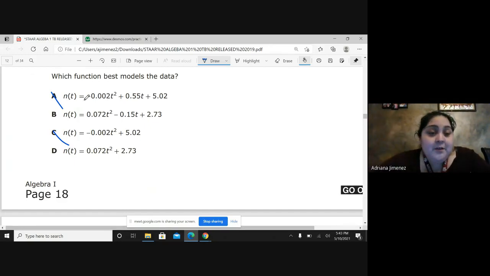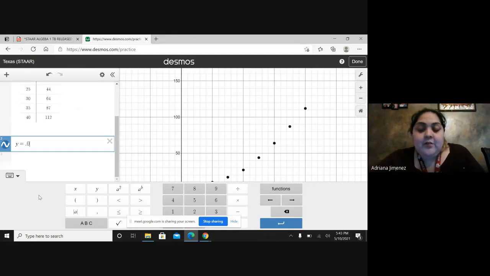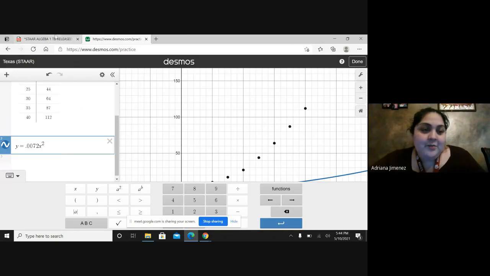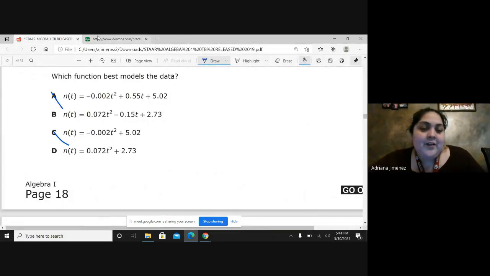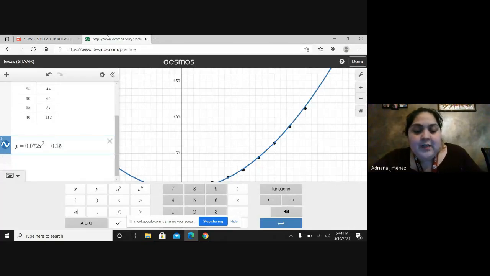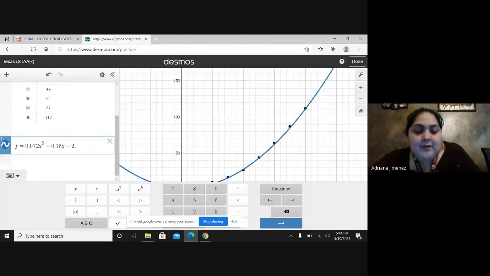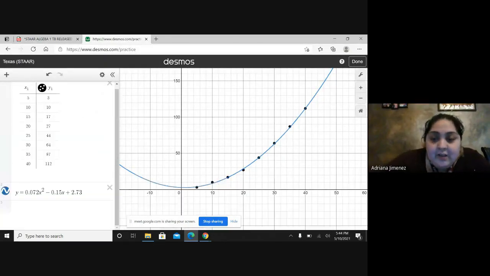So I'm going to type in the first one, and I'm going to see if it goes through a lot of the points. All right, so y equals 0.0072x squared. I think that's how it was written, or I just put too many zeros. The dot was supposed to go in between those. I'm going to delete the dot over here. Okay, and then it was minus 0.15x, and then plus 2.73.